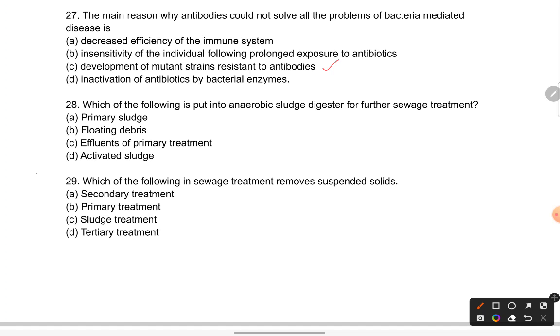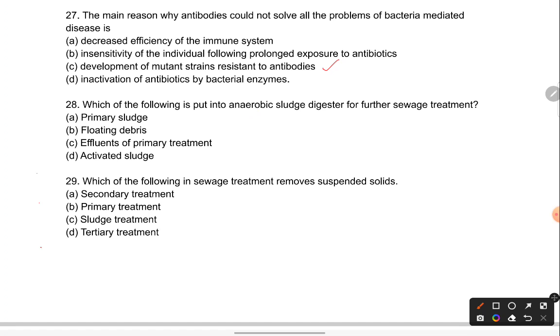Which of the following is put into an anaerobic sludge digester for further sewage treatment? In sewage treatment, different stages are there: a primary treatment, a secondary treatment, and after secondary treatment, we get all those aerobic bacteria as the waste, and these aerobic bacteria can be killed by transferring them into an anaerobic sludge digester.